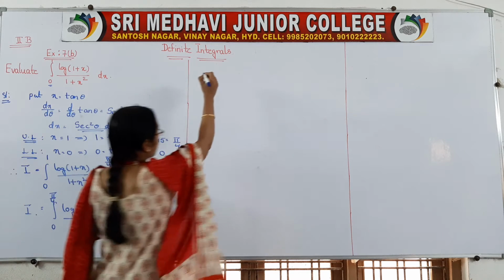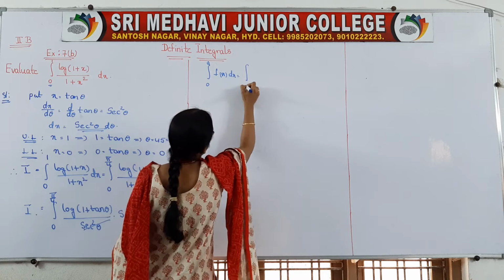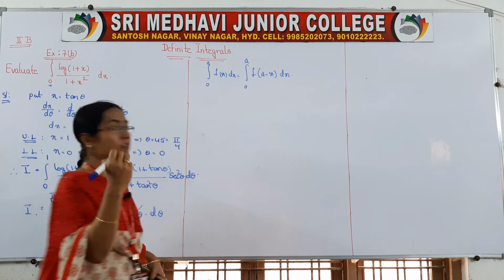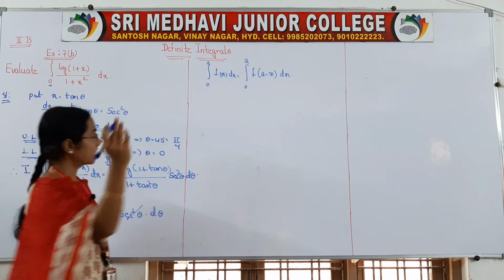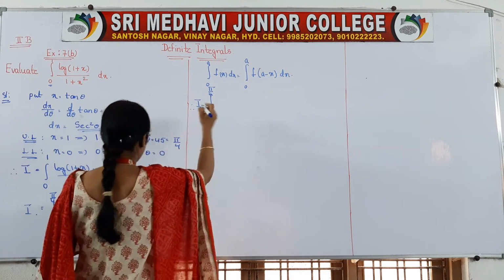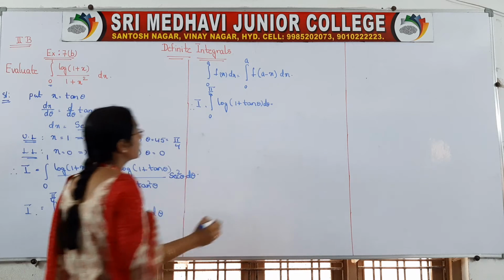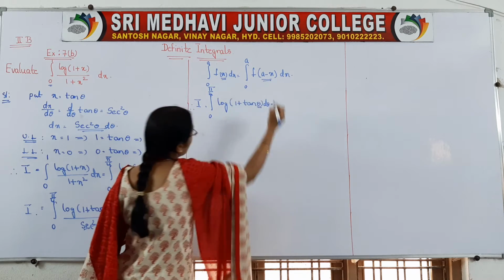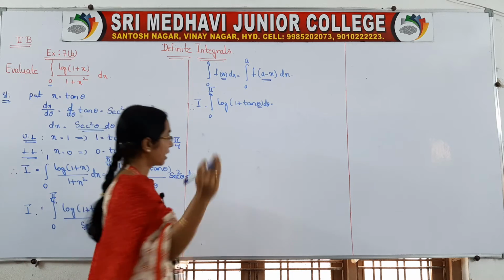Okay. And you know it very well, integral 0 to a of f of x dx is equal to integral 0 to a of f of (a minus x) dx. Whenever 0 to some limit is there, we have to take in its place f of (a minus x) dx. So therefore I is equal to integral 0 to pi by 4 of log of (1 plus tan theta) d theta. Instead of x we have taken a minus x, so here instead of theta we have to take pi by 4 minus theta.